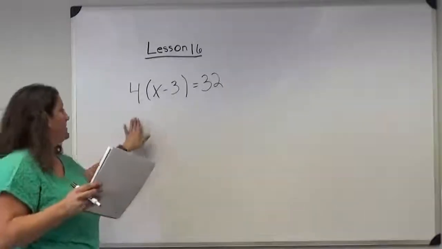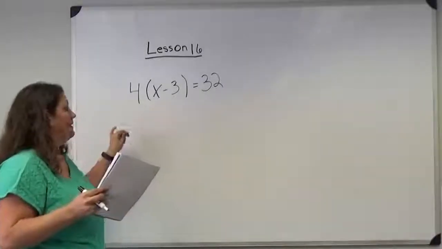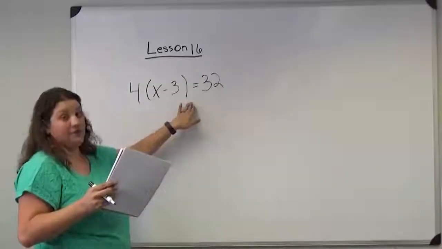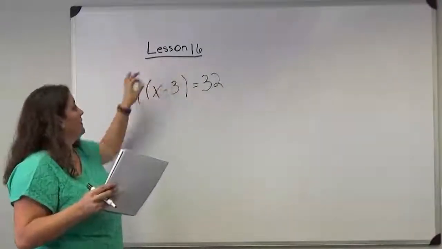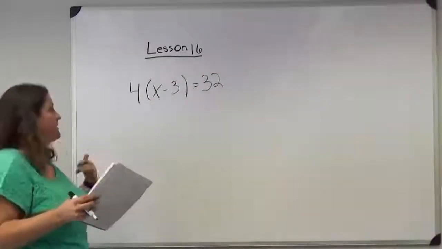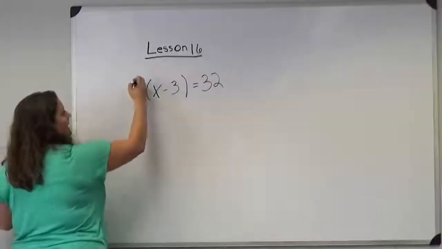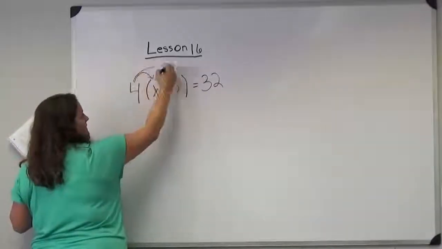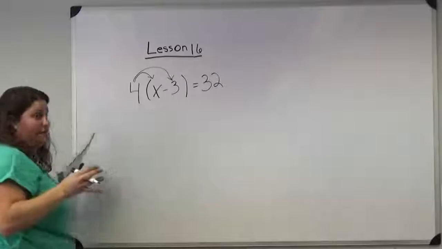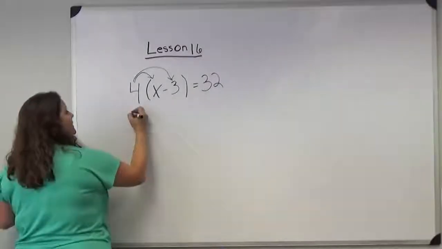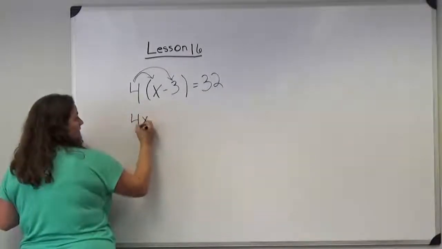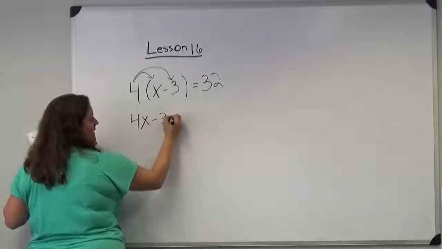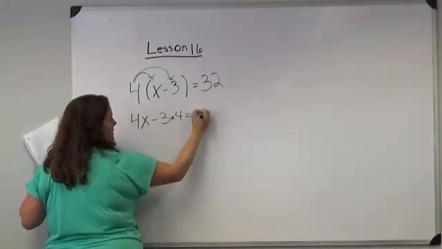So in this lesson, we're going to be solving for x again, but things get a little more complicated with the addition of the parentheses in here. So you need to remember some of the rules from the earlier lessons. To get rid of the parentheses, you multiply the value outside the parentheses into each of the values inside the parentheses. So then you're left with 4x minus 3 times 4 equals 32.